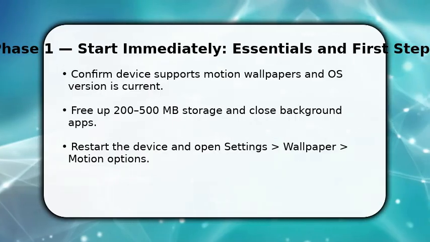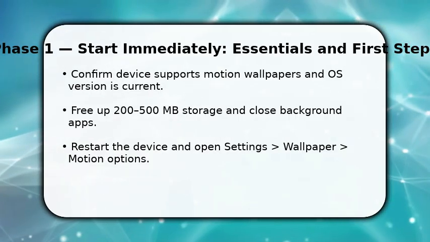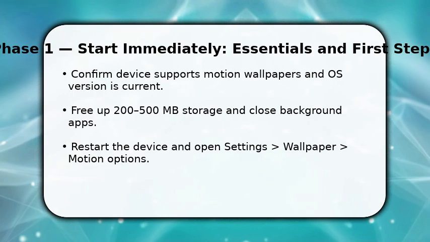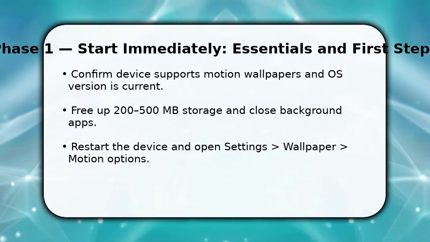Open Settings, navigate to Wallpaper, then Motion Options. Now you can try selecting the motion wallpaper. If it still shows unavailable, proceed to the diagnostic steps that follow.